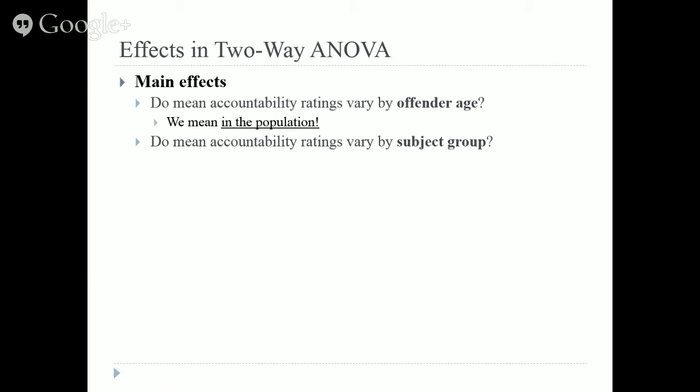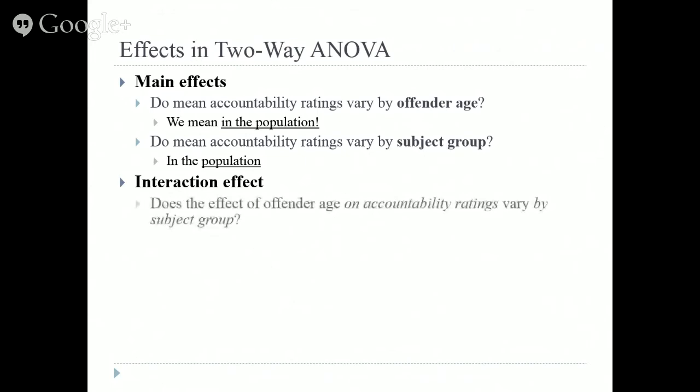The effect of factor B is the subject group. The effect of the subject group is the extent to which the means of the 3 different subject groups vary. The variable of the mean here is the accountability rating, so the dependent variable. So accountability ratings vary by the particular subject group. Again, we're trying to guess about the population.